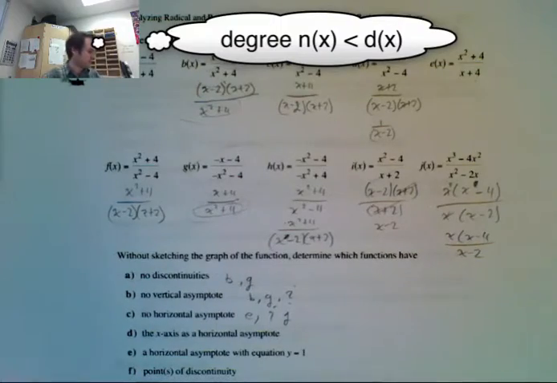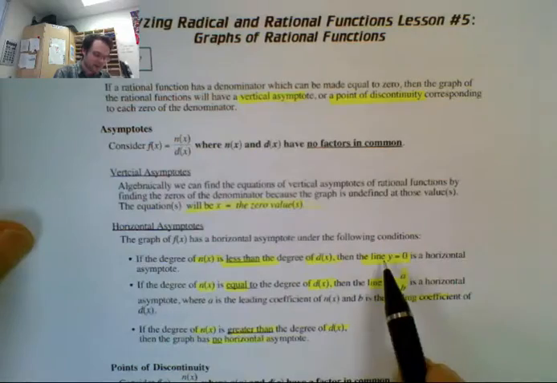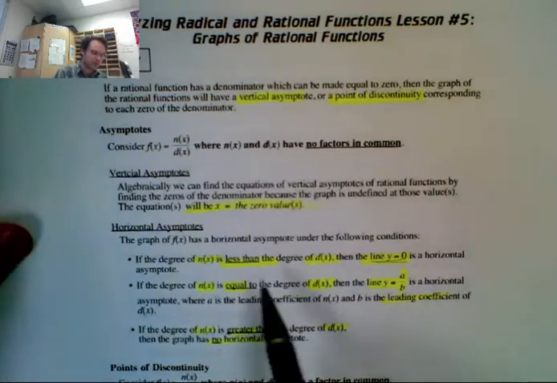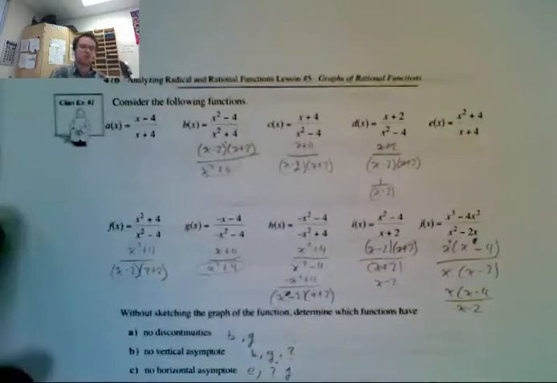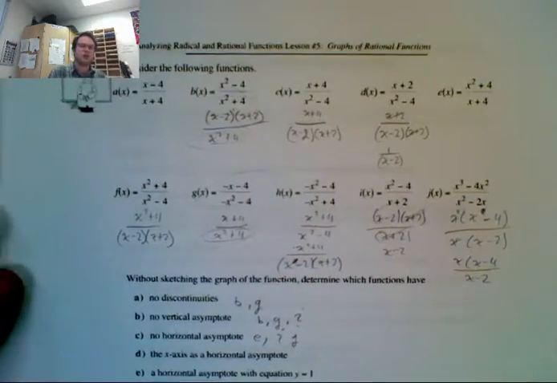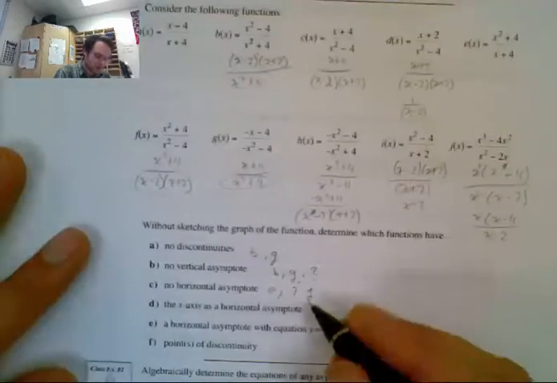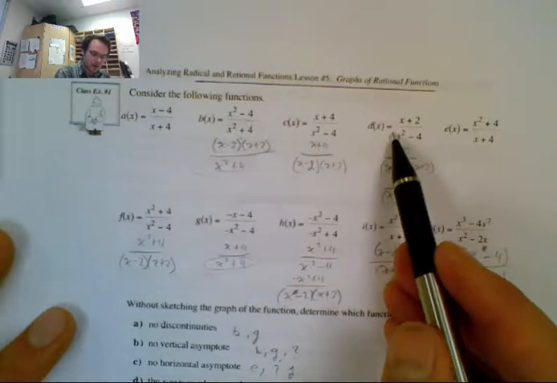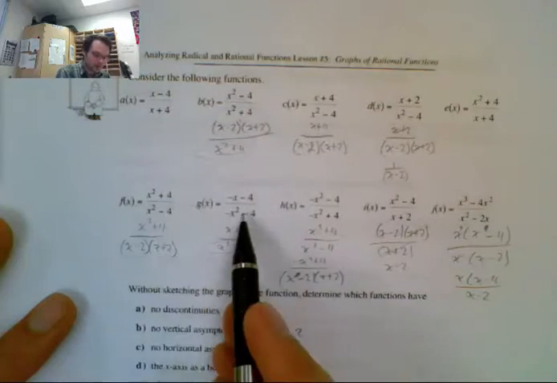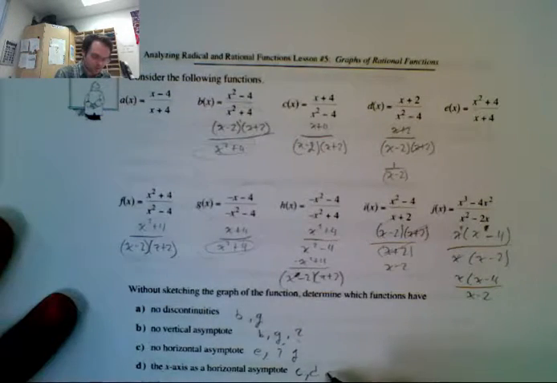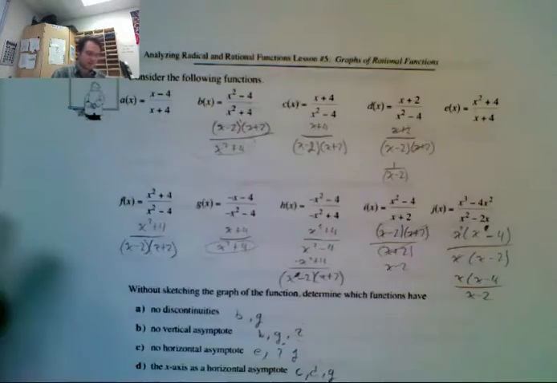Okay? Now it says the x-axis is the horizontal asymptote. Go back to my rules. So if the x-axis is the horizontal asymptote, which is y is equal to 0, that means the numerator must be less than my denominator for degree. So let's look. Which ones here is the numerator less than the denominator? I'm going to have C. And we have D. Keep on going. G. And that's it.